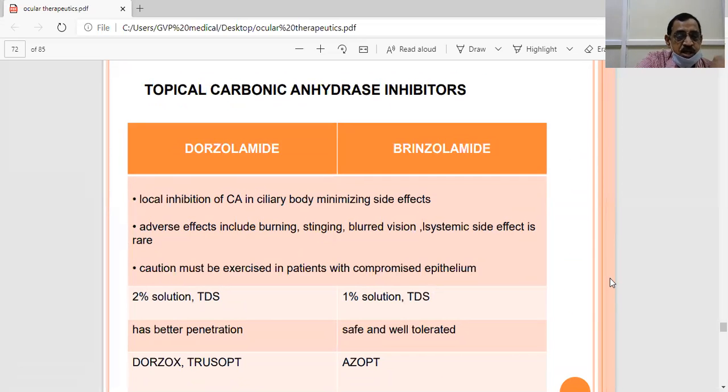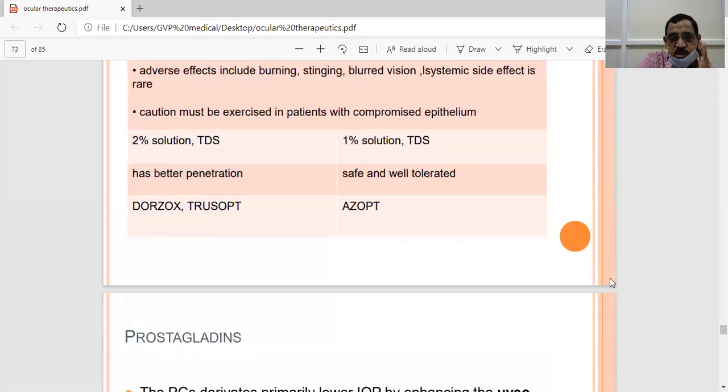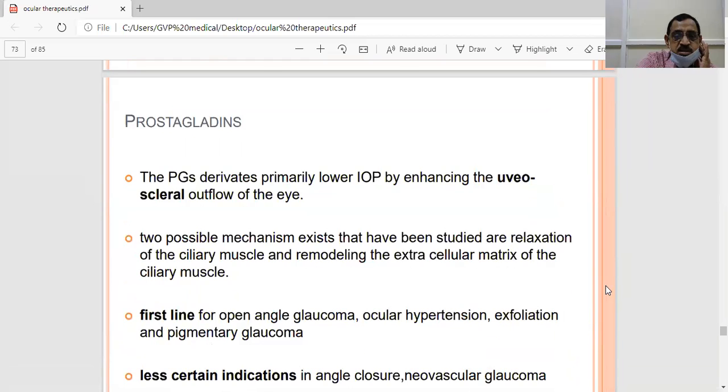Dorzolamide is available as a 2% solution, and the dosage is TDS, with better penetration. Dorzox and Trusopt are the trade names. Brinzolamide is a 1% solution, safe and well tolerated. Azopt is the trade name. So now the prostaglandins.